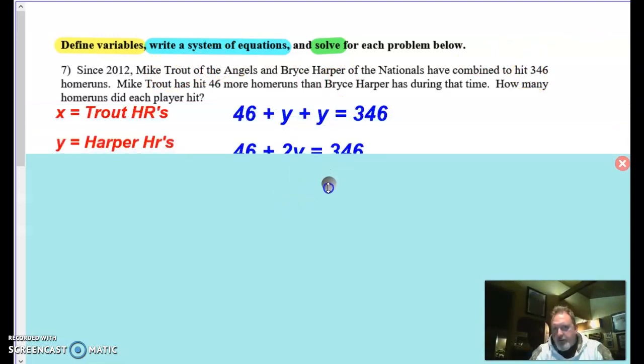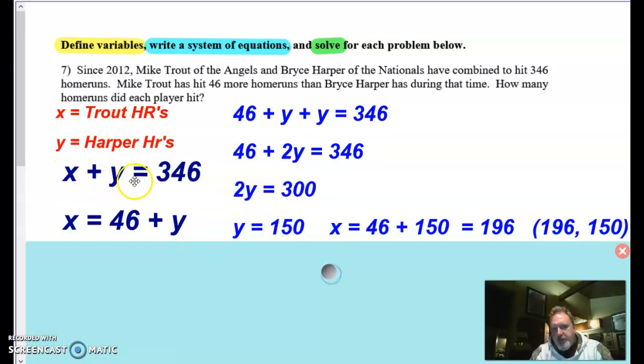And so what we'll do, we'll just let X be Mike Trout and Y be Bryce Harper. And so combined, they've hit 346. So here's my first equation right here: the sum of the two players, 346. And we know that Mike Trout has 46 more than Bryce Harper. So X is 46 larger than Y.